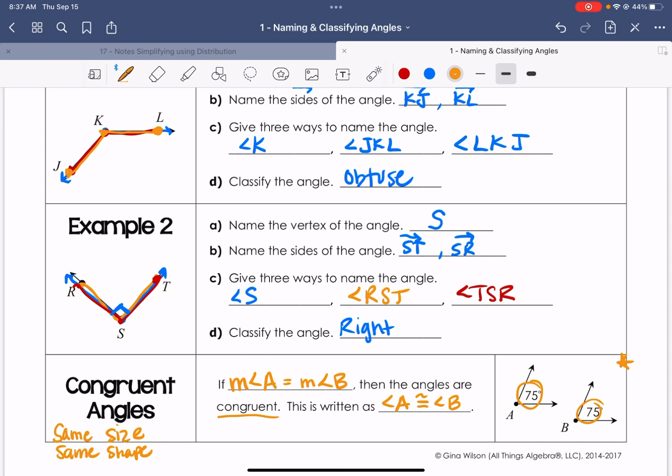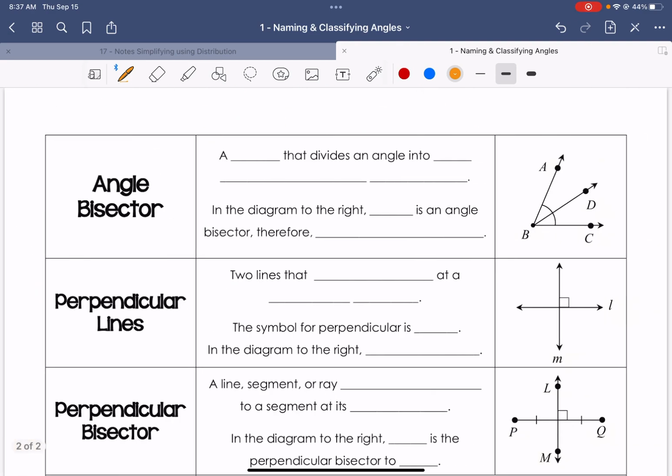All right, let's go ahead and look at the second page of notes. We got a few more things to make sure we know about angles before we move on. First one is angle bisector. We talked about a segment bisector. We said bisector means it cuts in 2. Bisector, it cuts in 2. So an angle bisector is a ray. Okay, it's a ray because it starts at the vertex and it goes out in one direction that divides an angle into 2 congruent, and that's very important, angles.